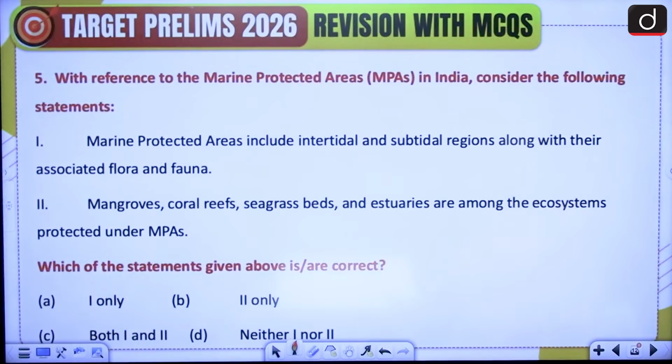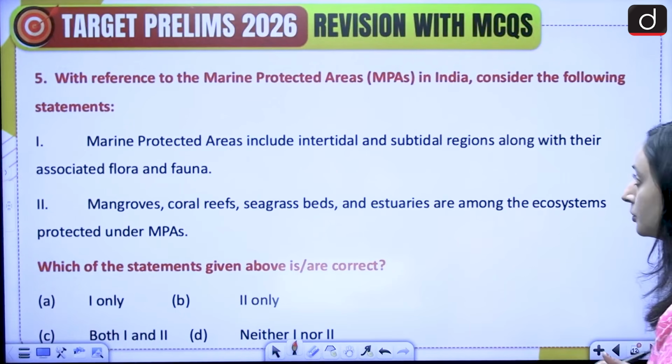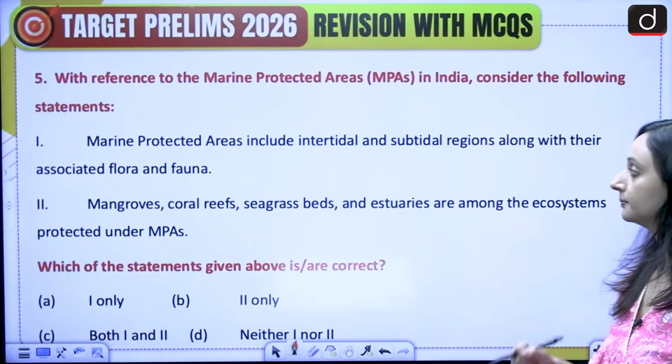With reference to the marine protected areas in India, consider the following statements. 1. Marine protected areas include intertidal and subtidal regions along with their associated flora and fauna. 2. Mangroves, coral reefs, seagrass beds and estuaries are among the ecosystems protected under MPAs. Which of the statements given above is or are correct? A. 1 only, B. 2 only, C. both 1 and 2, or D. neither 1 nor 2. Please attempt this question first.